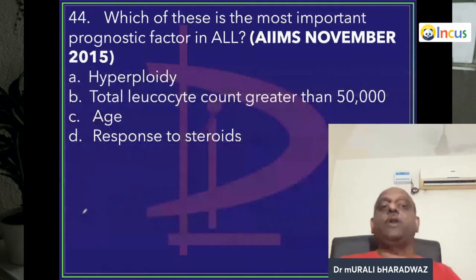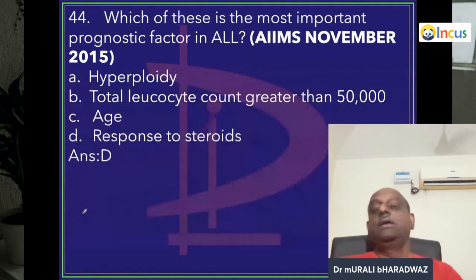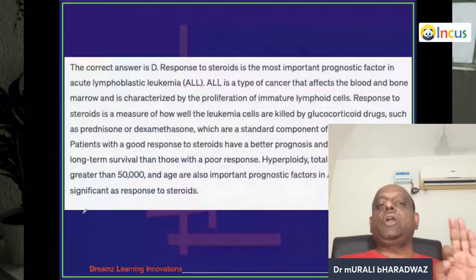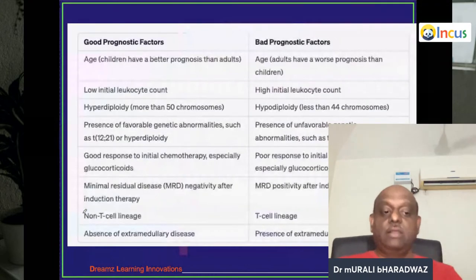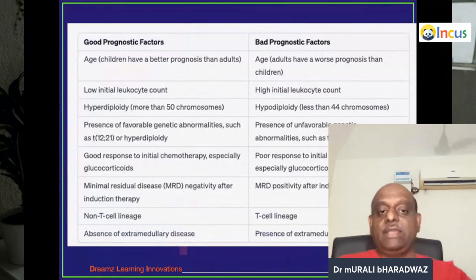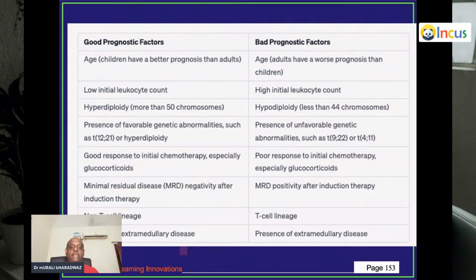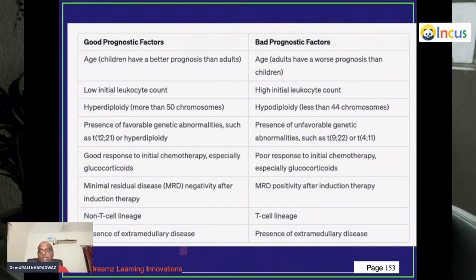What is the most important prognostic factor in ALL, doctor? Response to steroids is the most important factor, doctor. So once more, summarize all the differences. Age, children have better prognosis than adults.